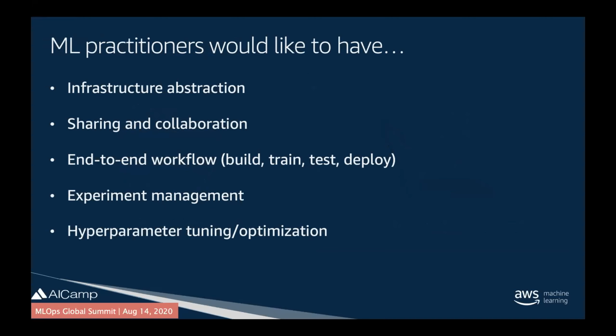But in general, I think most practitioners would like to have infrastructure abstraction, right? You don't want to think about where to deploy, how to deploy. You just want to really develop your code, share and collaborate with other fellow team members, and focus on building end-to-end workflows. That means from building the model, training the model, testing and tuning, to deploying the model. And obviously, you have some added capabilities which you would like to have: experiment management, maybe you want to leverage services for hyperparameter tuning and optimization.